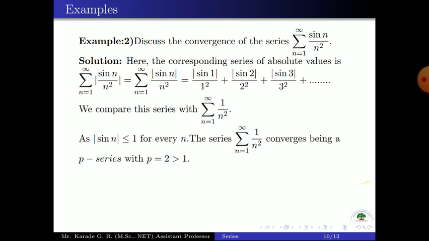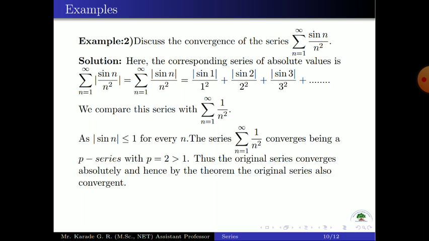That is my conclusion. The series summation 1 upon n square, n equal to 1 to infinity, converges, being a p series with p equal to 2, which is greater than 1. Therefore this dominating series is convergent, and thus the original series converges absolutely, and hence by the theorem the original series is also convergent. So that was a very simple example.